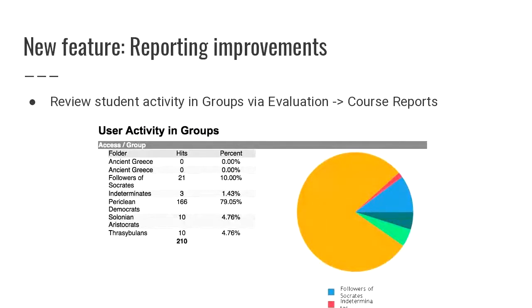Okay. Another feature is reporting improvements. Under your evaluation area inside of Blackboard, you can review a student's activity in groups via the evaluation. So I know we set up groups. We want to know if students are actually participating in the items that we have them participate in when they're doing groups. So you can see students' activity inside of the groups that you assign them to.